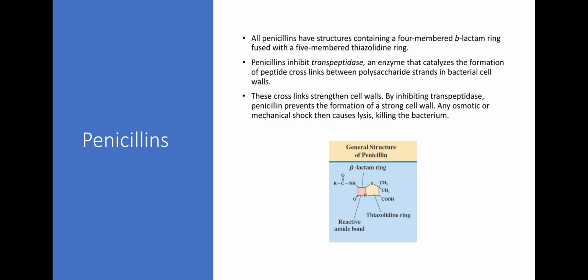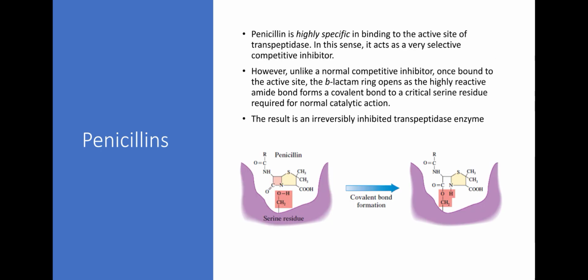The next one is penicillins. All penicillins have structures containing a 4-membered β-lactam ring fused with a 5-membered thiazolidine ring. Penicillins inhibit the enzyme transpeptidase, an enzyme that catalyzes the formation of peptide cross-links between polysaccharide strands in bacterial cell walls. This cross-link strengthens cell walls. By inhibiting the enzyme transpeptidase, penicillin prevents the formation of a very strong cell wall in the bacteria. Any osmotic or mechanical shock then causes lysis, killing the bacterium.